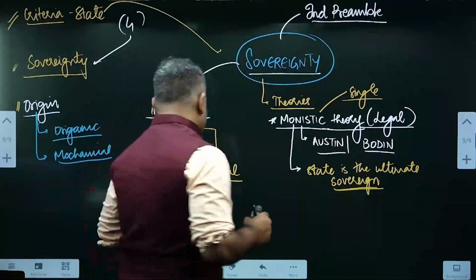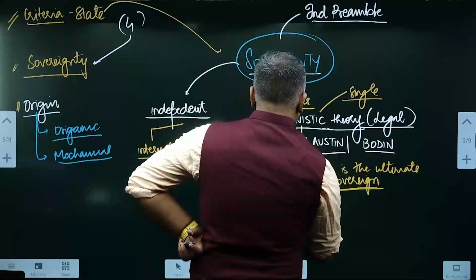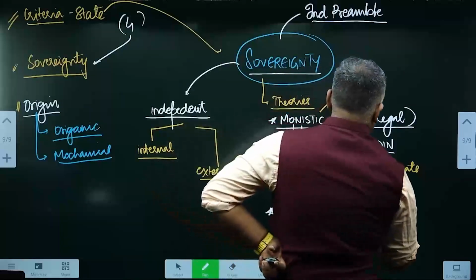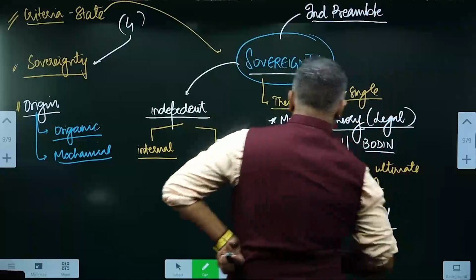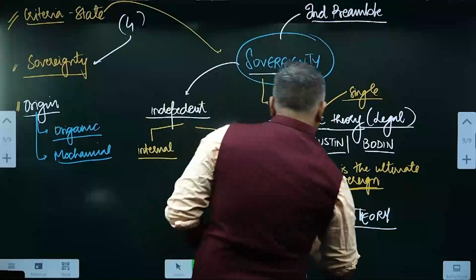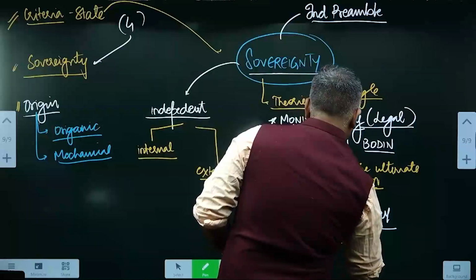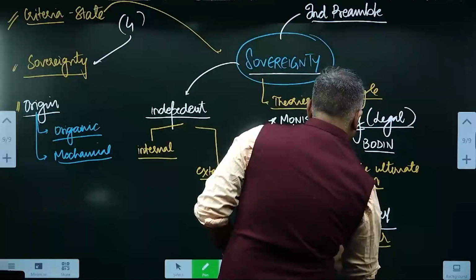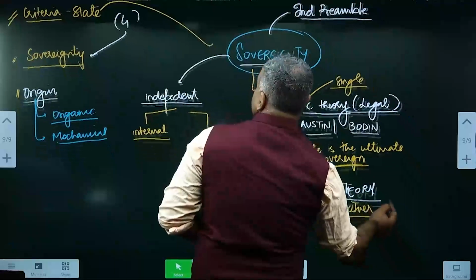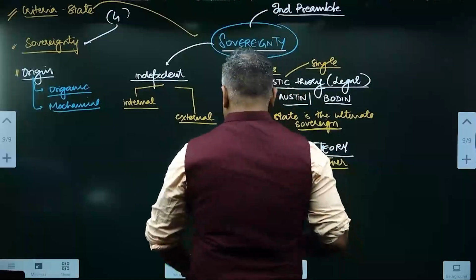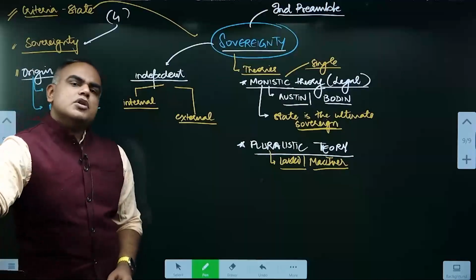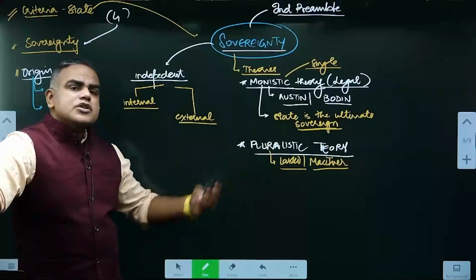Now, there will be a counter, of course. The counter is the pluralistic theory. Now, what does the pluralistic theory say? Here there are people like Laski, there are people like MacIver. The idea of this theory, just see the name. Monistic is what? Single. So in pluralistic, what they say is, the state, while very important, can the state do all the functions? What about the church? What about, let's say, educational institutions, different institutions?